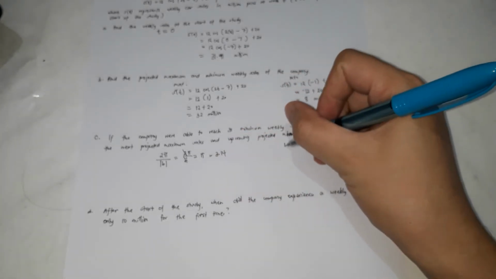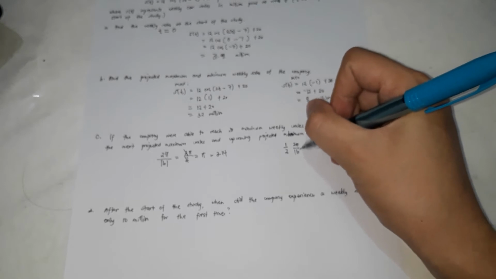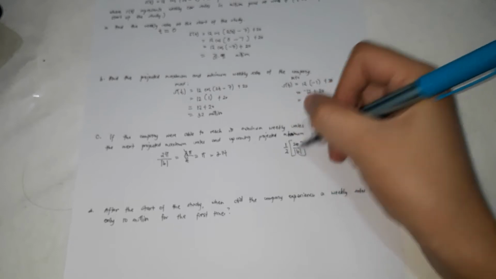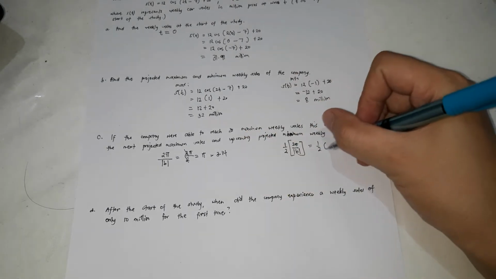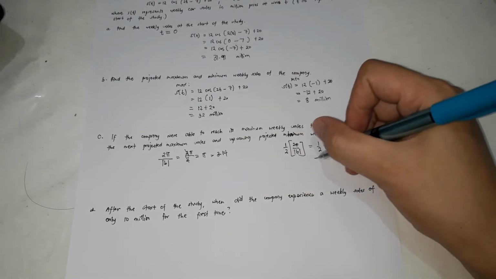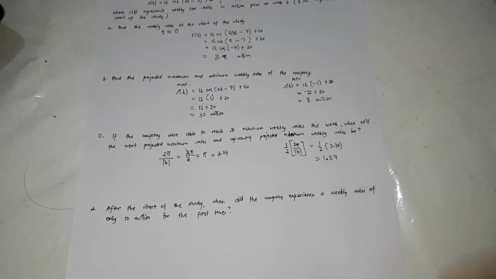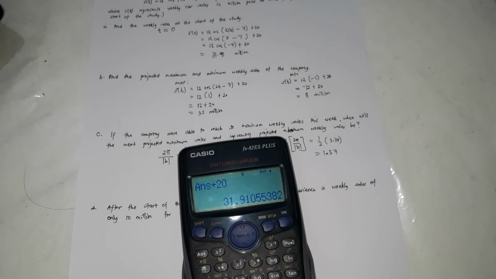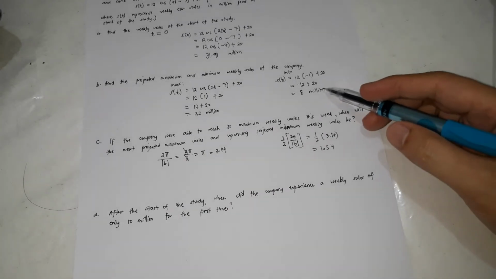So half of the period, so 1/2 of 2 pi over absolute value of b, which is 1/2 of, we solved this a while ago, that's 3.14. So after 1/2 of 3.14, which is 1.57 if I'm right, 3.14 divided by 2, that's 1.57. So after 1.57 weeks, we're going to have the lowest sale, which is 8 million.